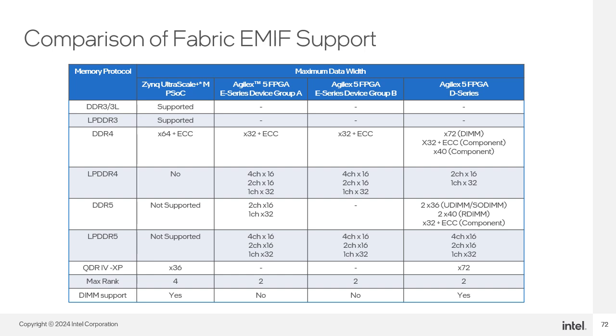Note that DDR5 can only be supported on Agilex 5E series device group A. For DDR4, Zynq UltraScale+ MPSoC can support up to x64 plus ECC, while Agilex 5E devices can only support up to x32 plus ECC. E-series devices do not support DDR4 x40 configuration. Agilex 5 devices support up to 2 ranks. From this table, we can also see that Agilex 5D series devices can support DIMM and larger data width configuration.